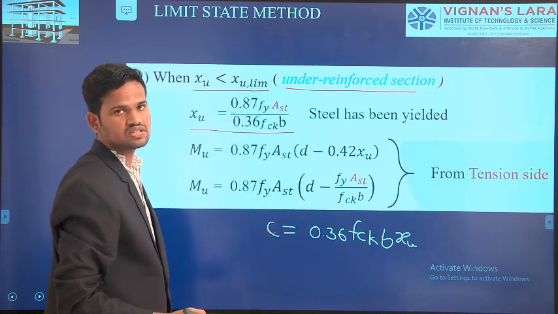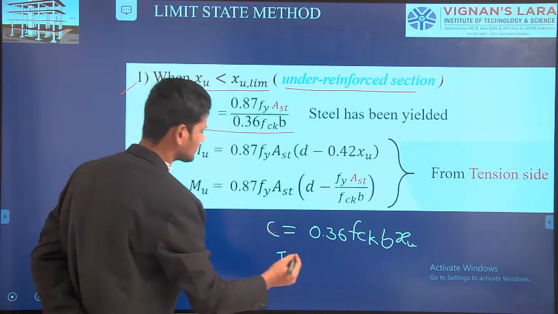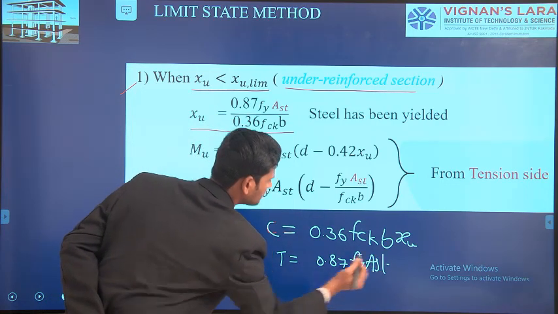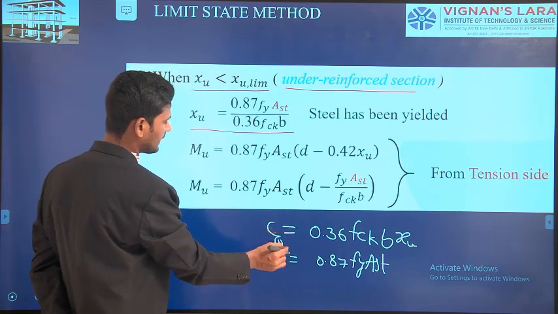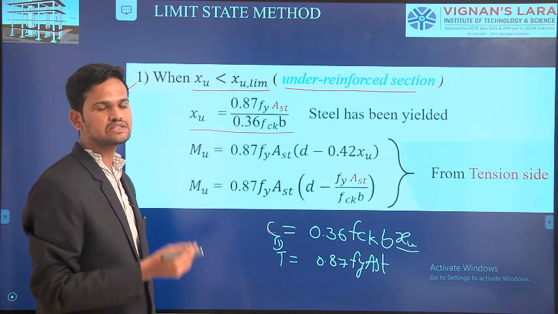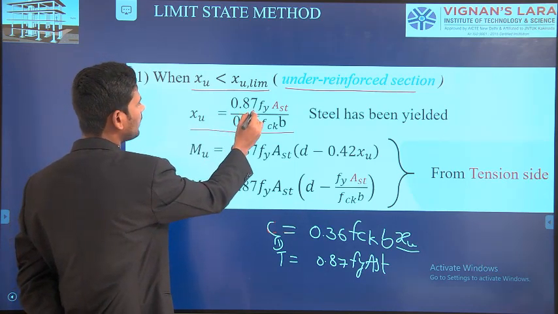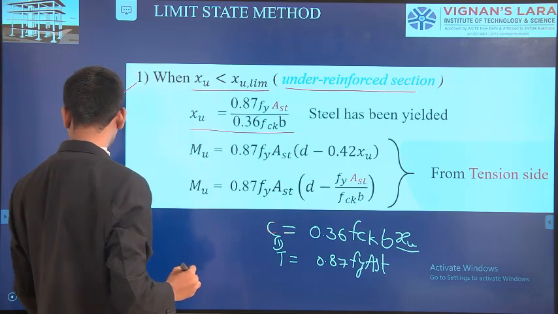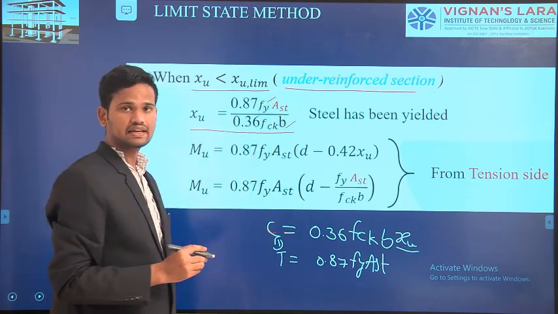This is the total compressive force acting on the section, whereas the total tensile force acting on the section is 0.87 into fy into Ast. From total compressive force equal to total tensile force, we can calculate the depth of the neutral axis. That means this depth of neutral axis divides the compression phase and the tension phase. So Xu equals 0.87 into fy into Ast divided by 0.36 into fck into b, where fy is the grade of the steel.